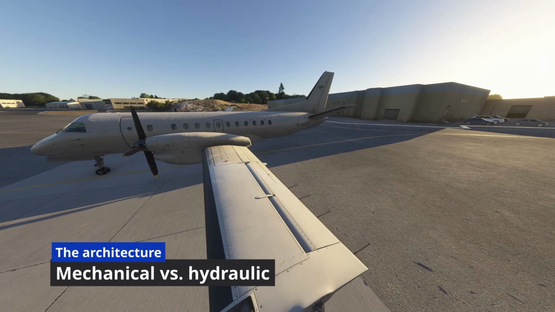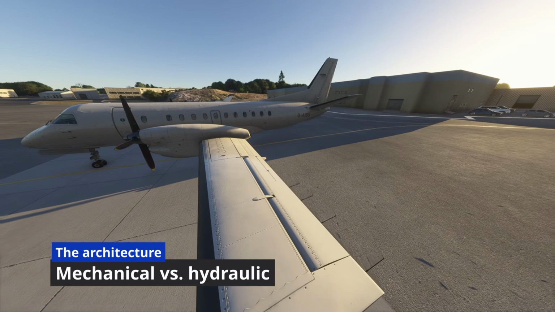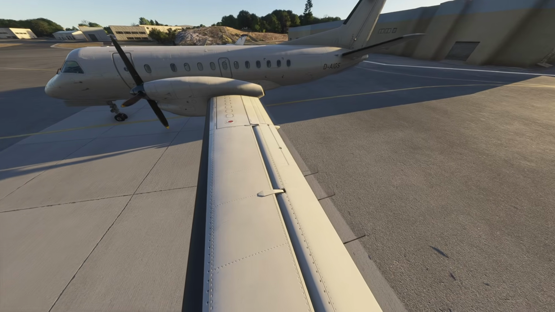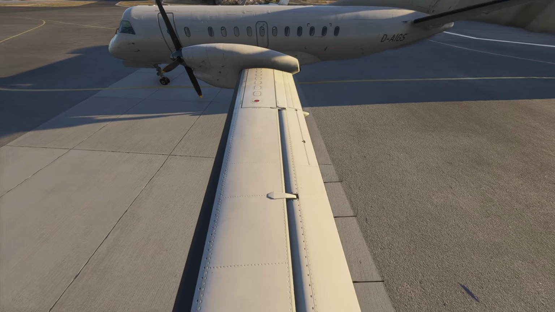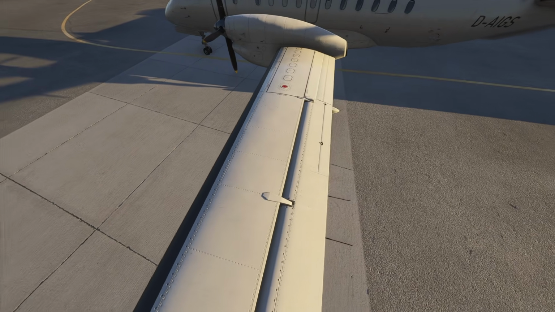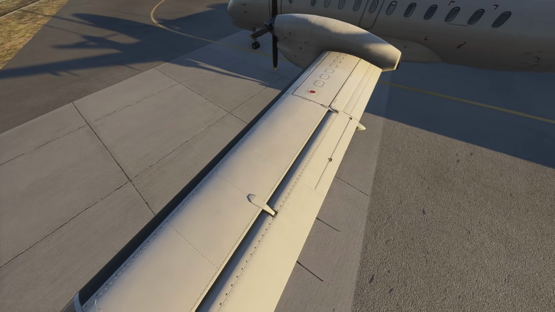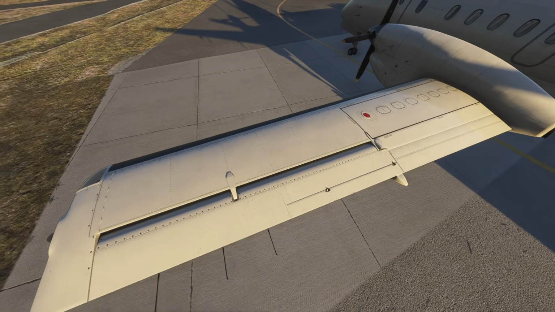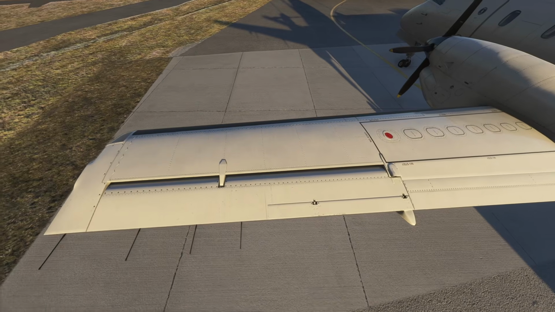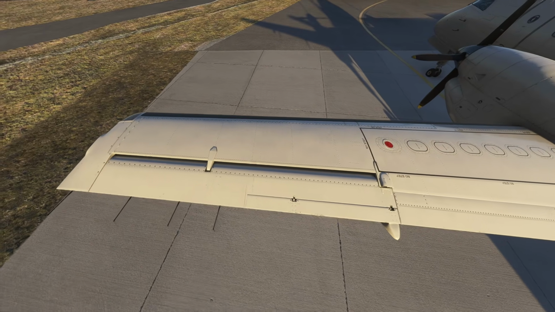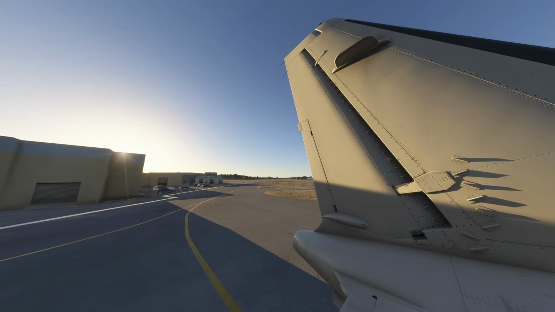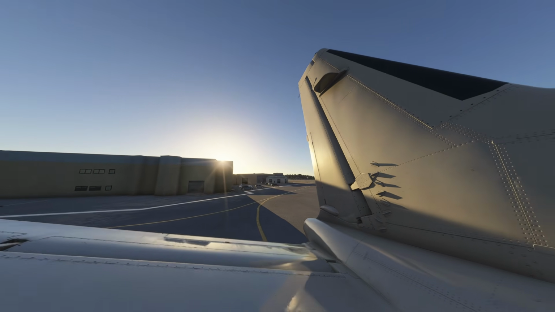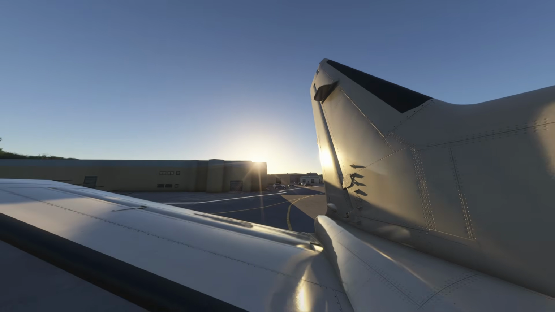To fly the Saab 340 professionally, you have to shed the Airbus mindset. There's no fly-by-wire here. The primary flight controls, your ailerons, elevators and rudder, are entirely mechanical. They are connected by a complex web of steel cables and push rods. This gives the Saab its legendary heavy feel in the sim. If you lose all electrical and hydraulic power, you can still steer this airplane. It'll just be a workout.